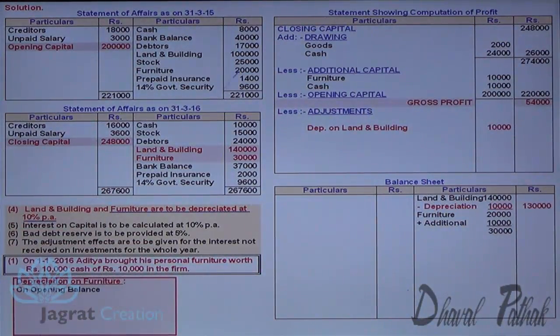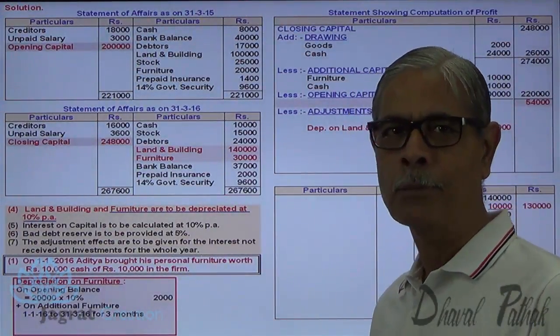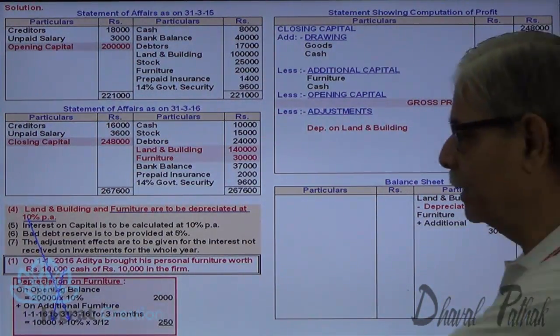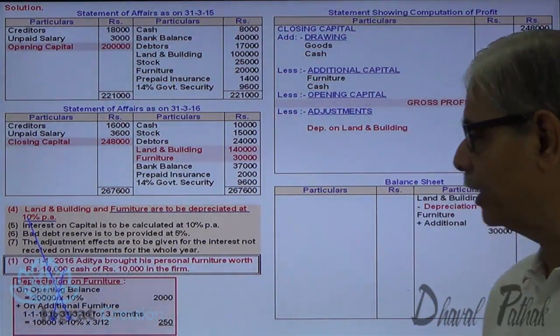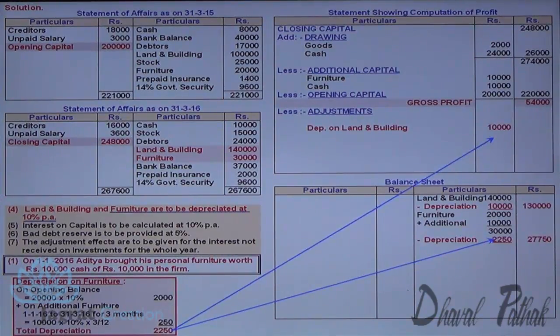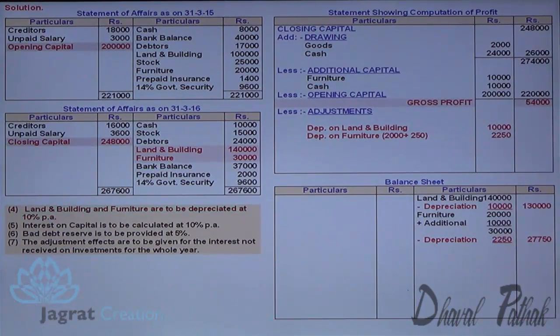So on opening balance, depreciation is to be calculated for the whole year. Addition 10,000. On that, depreciation is to be calculated only for 3 months, that is from 1st of January 2016 to 31st of March 2016. So depreciation for 3 months, 10,000 into 10% for 3 months, 250. So 2,250 is the depreciation deducted from the balance of furniture. Net amount shown on the asset side, and it declines the gross profit, so it is deducted from 54,000. Depreciation on furniture.